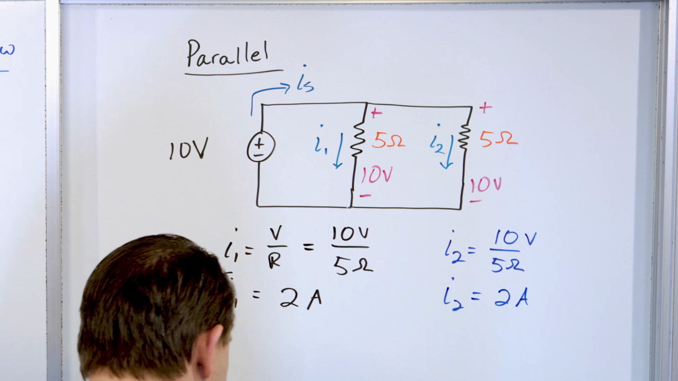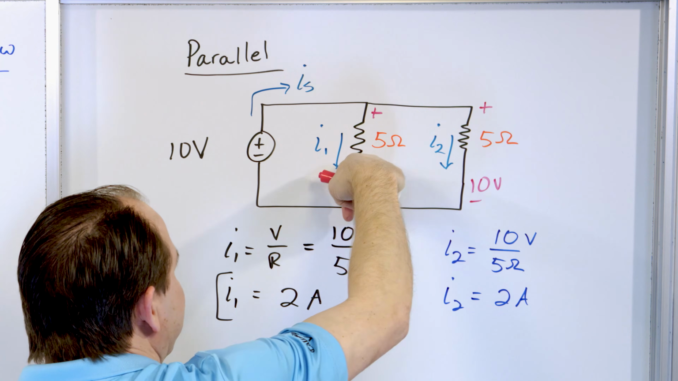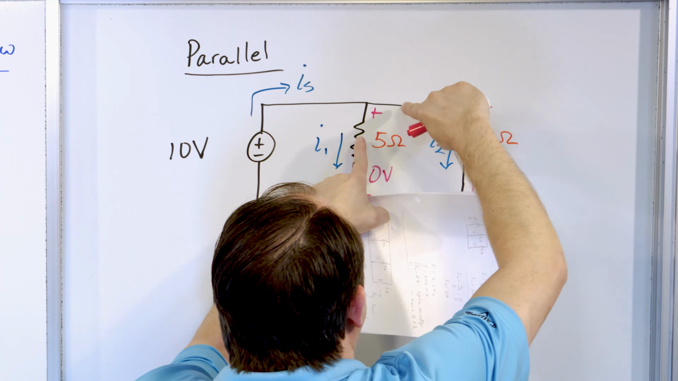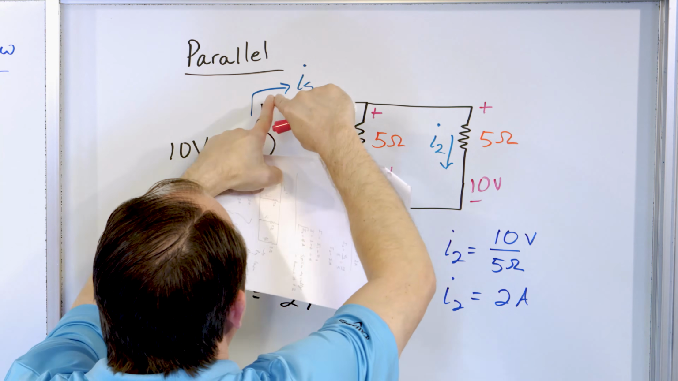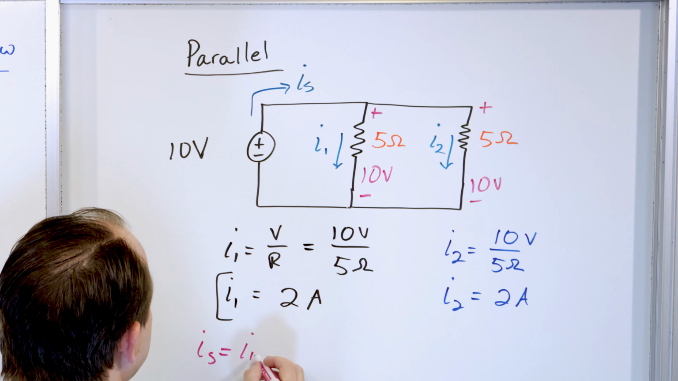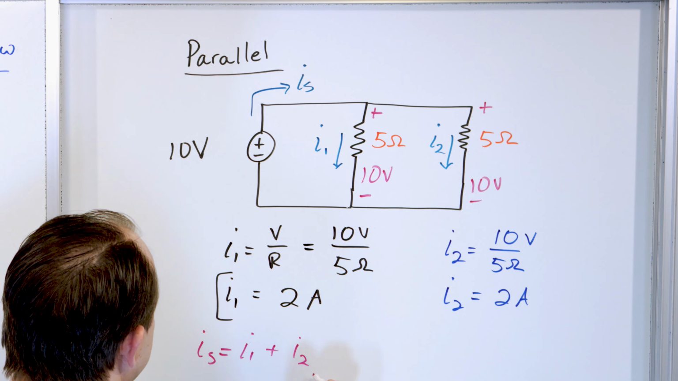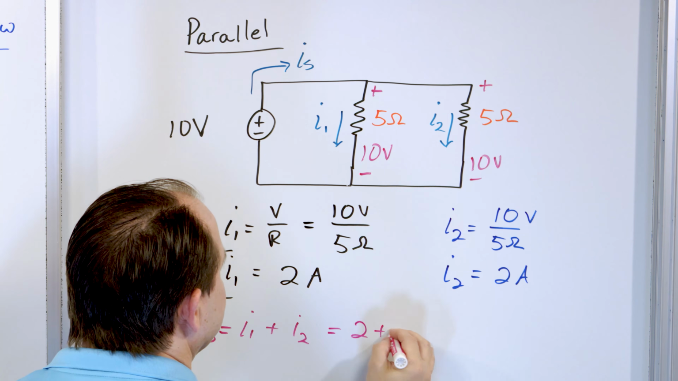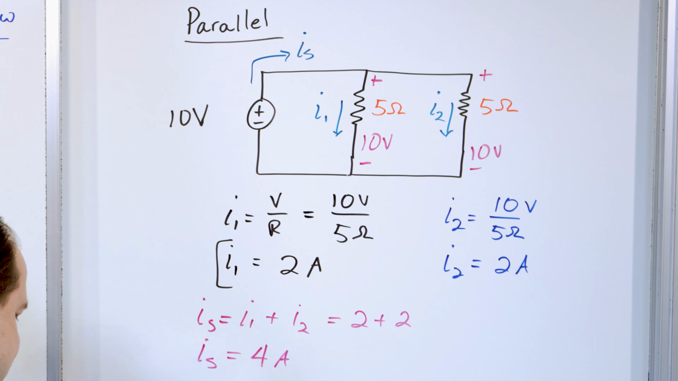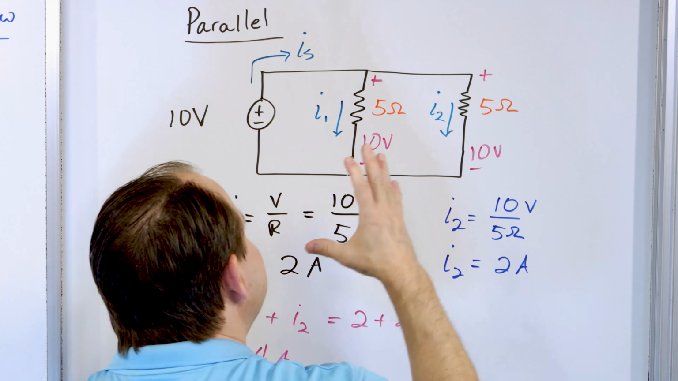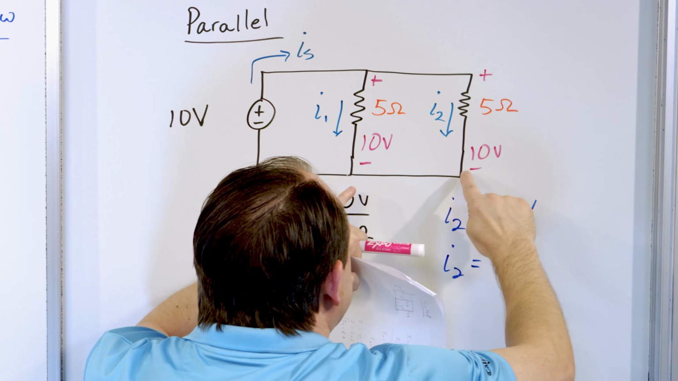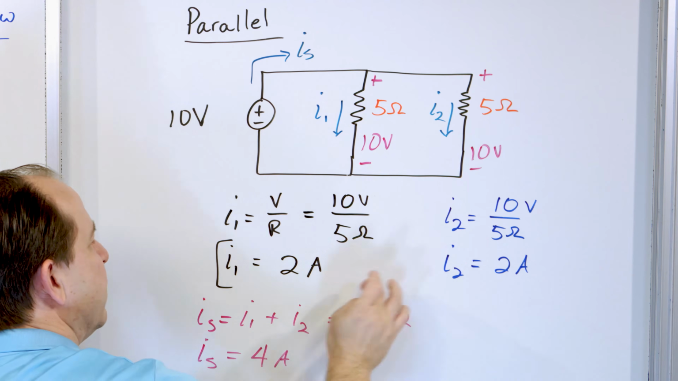Now, because we know that there must be 2 amps flowing here and 2 amps flowing here, and these current branches have to be coming back through the source, then we know that the source current has got to be equal to whatever I1 is plus I2. And we know that that's 2 plus 2. And so we know that the source current has to be 4 amps. That has to be. And so what we figured out in this case is that the 4 amps supplied by the source splits equally. And so equal amounts of current, 2 and 2, flow through here.